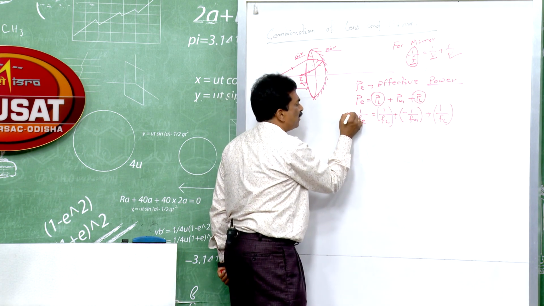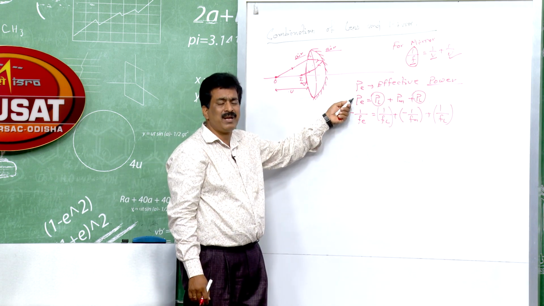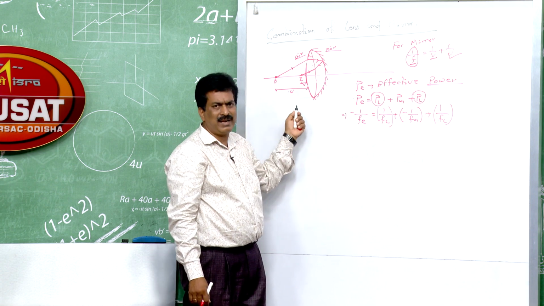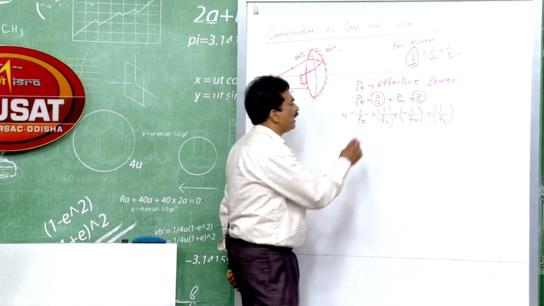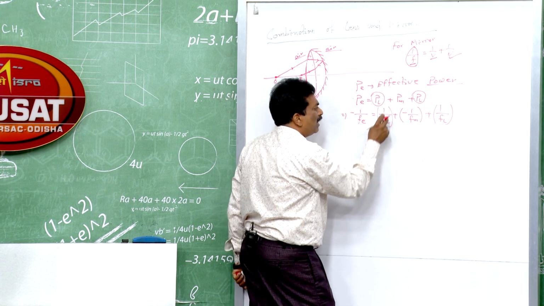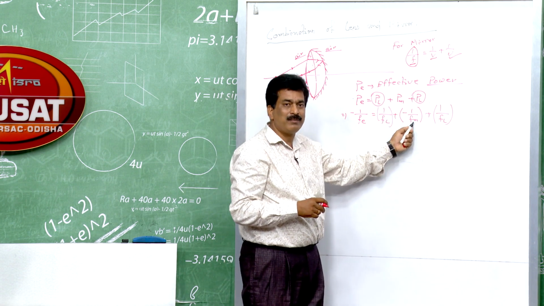Sir, why here is it the minus? Because this effective system is behaving as a mirror. So for the mirror power and for the lens power, there is a different sign. For the lens, the power is equal to 1 by focal length, but for the mirror, that is equal to minus 1 by focal length.